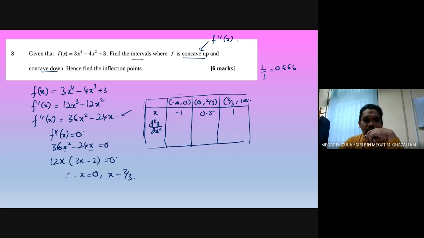Negative 1 squared is 1, times 36 is 36. 36 minus 24 times negative 1, negative 24. Negative, negative, positive. It gives you positive here.